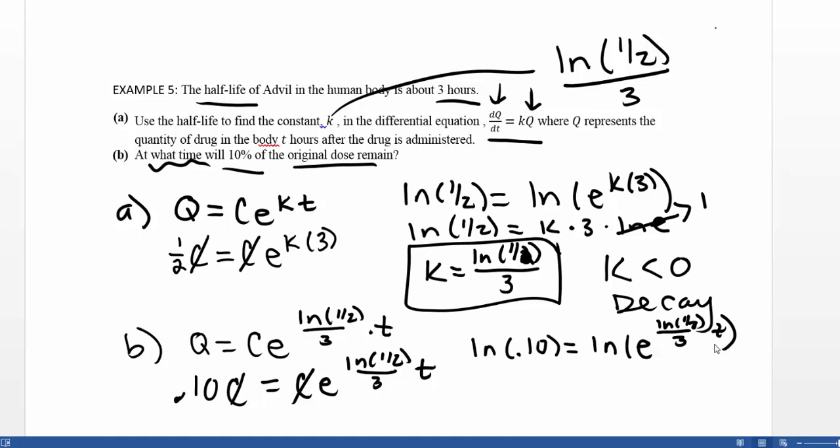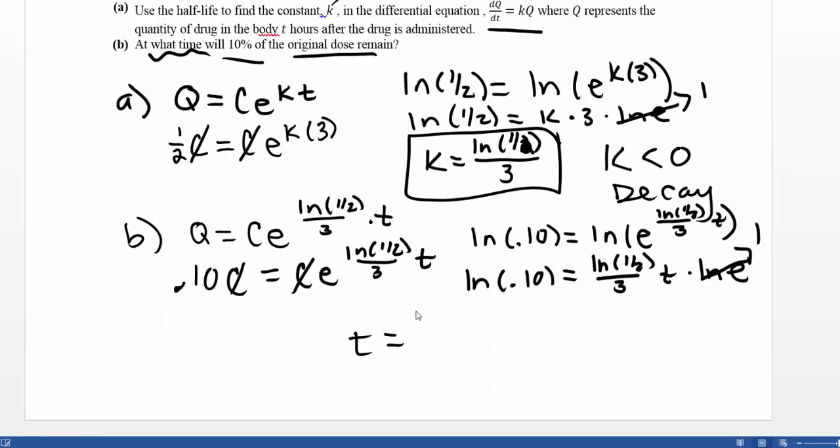And again, if I take the natural log of something raised to a power, that power will come down in front. So I have the natural log of 0.10 equals the natural log of 1/2 over 3 t times the natural log of e. But the natural log of e is 1, which means that my t is going to equal the natural log of 0.10 divided by the natural log of 1/2 divided by 3.